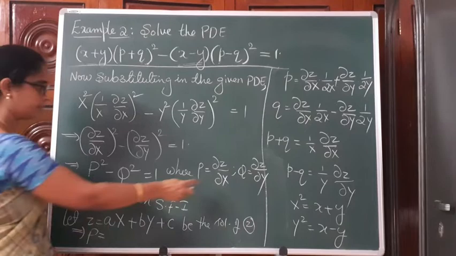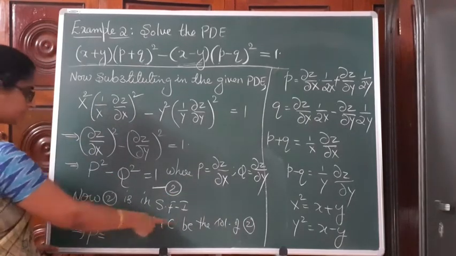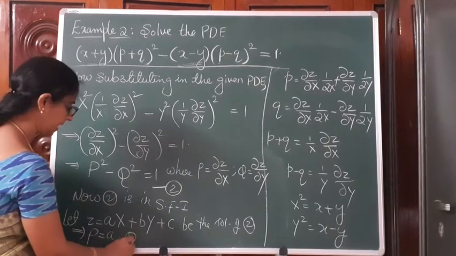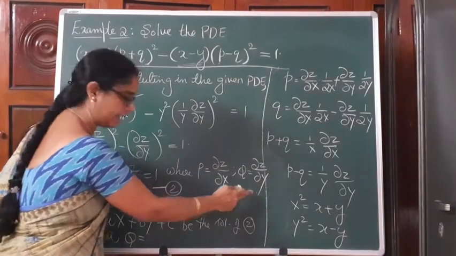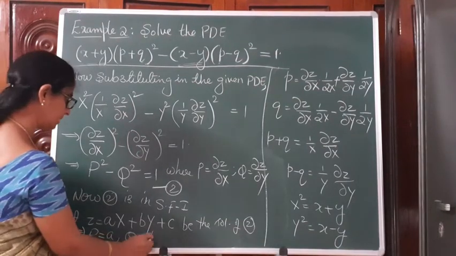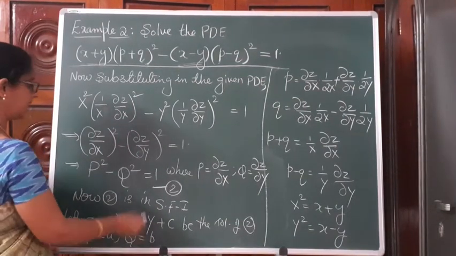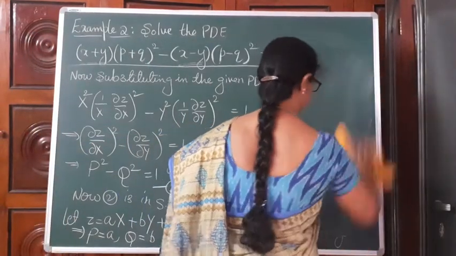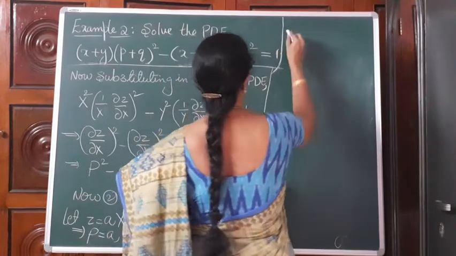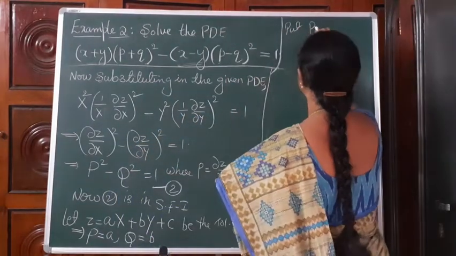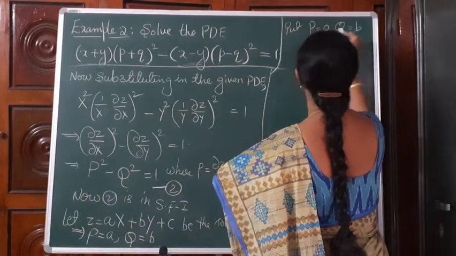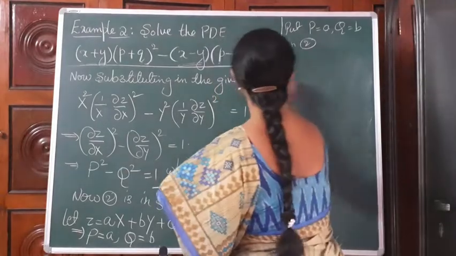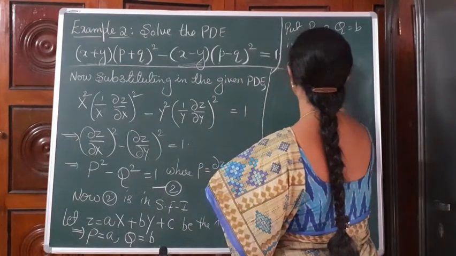Now from this, what is capital P? Capital P means dou z by dou x. What is dou z by dou x from this? Partially differentiating with respect to x, we get A. And similarly capital Q. Capital Q means dou z by dou y. Dou z by dou y from this is B. Now put P is equal to A and Q is equal to B in equation 2. Then what do we get? A square minus B square is equal to 1.